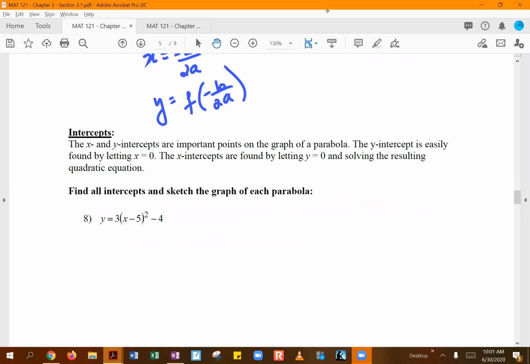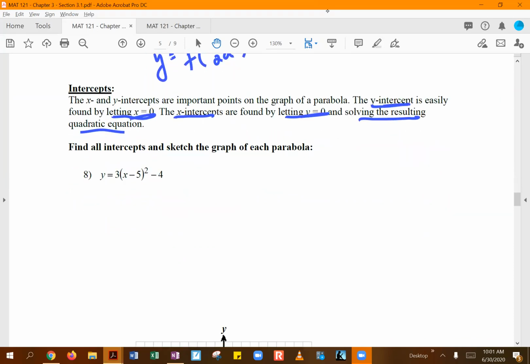If you're trying to find the y-intercept, all you have to do is let your x values be 0. So by letting your x values equal to 0, you can find the y-intercept, and of course switch that around to find the x-intercepts. We let our y value equal to 0. And so what happens is when you set the y equal to 0, you're basically solving a quadratic equation.